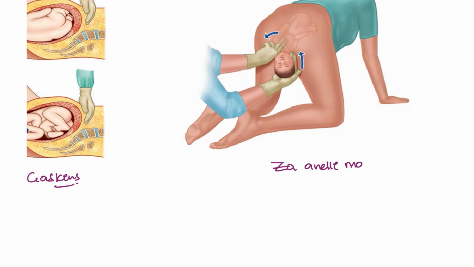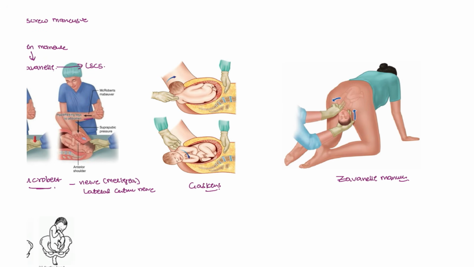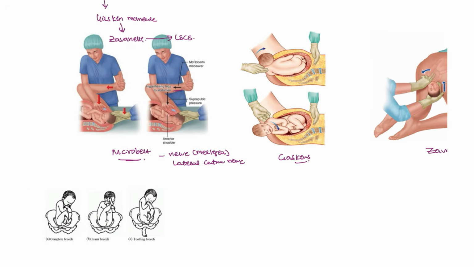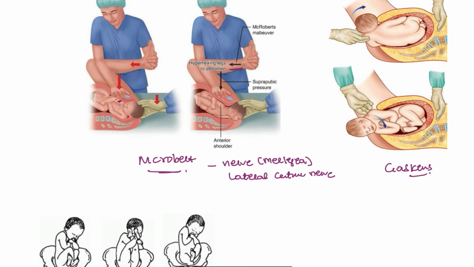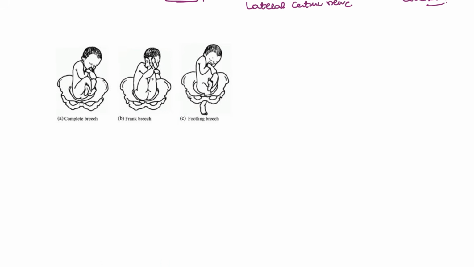This is the Zavanelli maneuver, the final maneuver. The patient will be on all four limbs, and she has to be delivered. And when you are hyperextending the baby, the baby can also have damage, Erb's palsy, right? C5 C6 root damage, Erb's palsy is also seen in these patients. So this is one type of maneuver that we are going to perform.